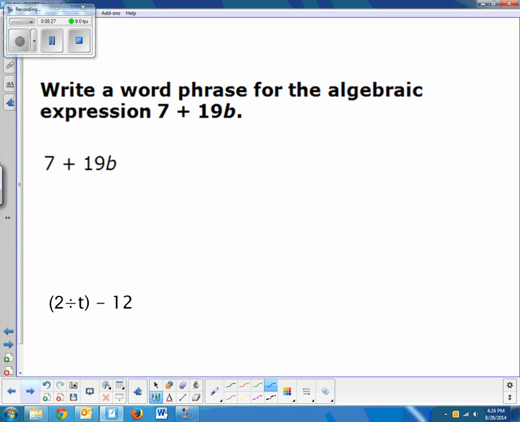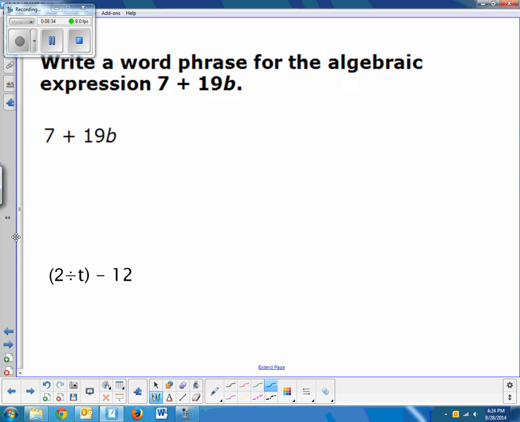Okay, let's look at a few more here. I've got two algebraic expressions here, and we're going to try and write those as word phrases. We've got 7, addition symbol, 19b, and then we have some parentheses on the bottom there. I'd like you to try these 2 on your own. Again, pause the video, and then we'll come back and I'll do them with you. So go ahead and pause it. I'm assuming you paused it, so here we go.